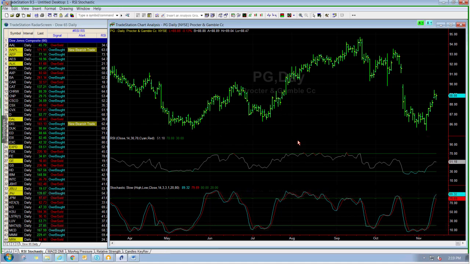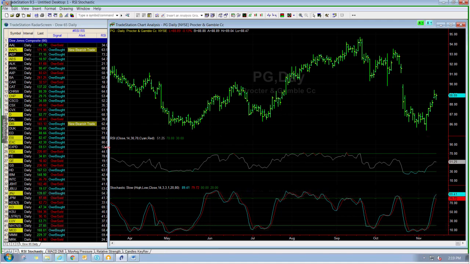The idea was, what if we could take an indicator like RSI here in the chart or stochastic in the chart, and instead of looking at it on one symbol, let's look at it on 100 symbols or 500 symbols and look to see out of those 500 symbols which ones are the most overbought or the most oversold or which ones are alerting for a new trade. So those kinds of things are what RadarScreen can do for us.